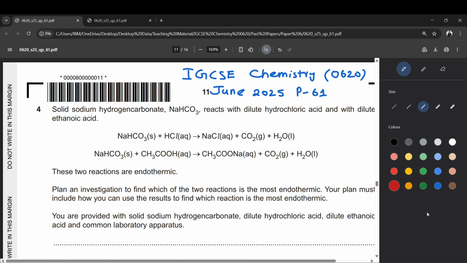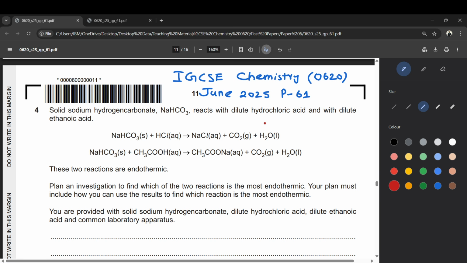Now, this question has been taken from IGCSE Chemistry 0620 May June 2025 paper 61 alternative to practical. So let's take a look.